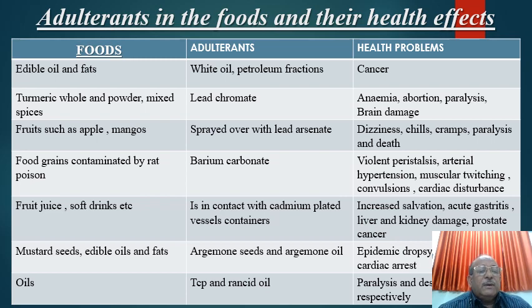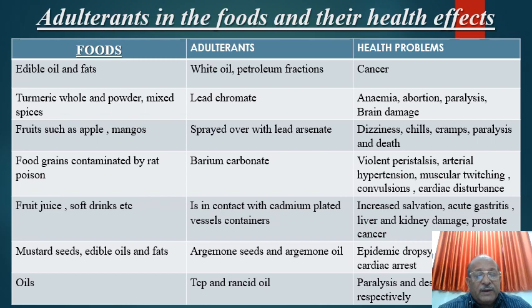Food: edible oil and fats. Adulterants: white oil, petroleum fractions, etc. Health problem: cancer. Turmeric, whole and powder, mixed spices: lead chromate is added, which can cause anemia, abortion, paralysis, brain damage. Foods such as apple and mangoes, what do we do? They are sprayed over with lead arsenate. Ultimately, what do they cause? Dizziness, chills, cramps, paralysis, etc.